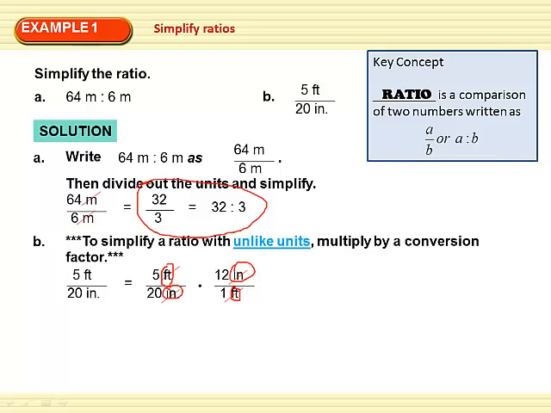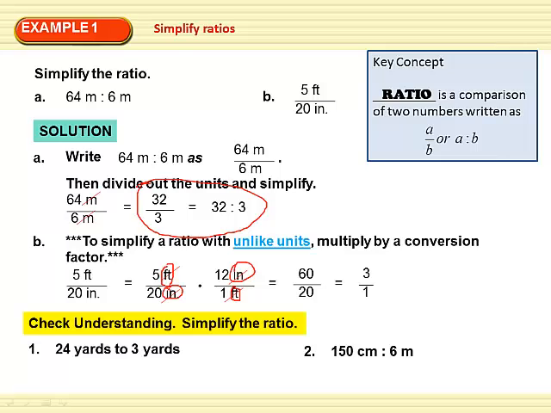After you do that, then you can start simplifying. You can multiply straight across, or you can do cross canceling. In this case, I see that 60 is actually divisible by 20, so you get 3 over 1. And keep it as 3 over 1, because you want to write it as a fraction.